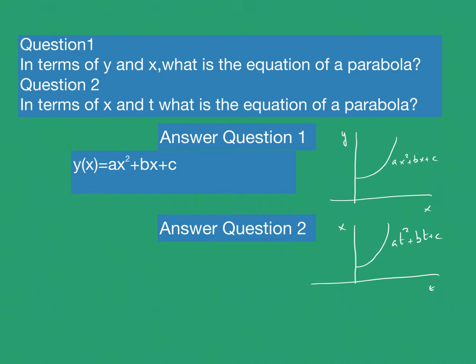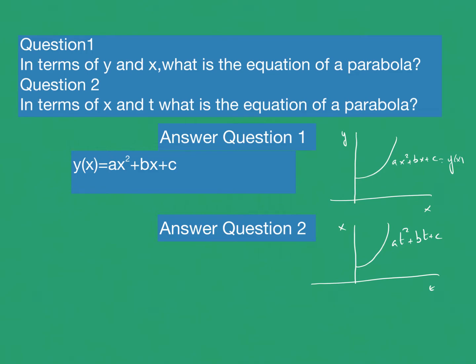So, question 1. In terms of y of x, what is the equation of a parabola? Well, you know, y of x is ax squared plus bx plus c. If the first term disappears, the equation will be a rectilinear line. If the term ax squared disappears and bx plus c remains, the equation of y of x will be a rectilinear line. But because this term appears, the equation is a parabola. Okay.